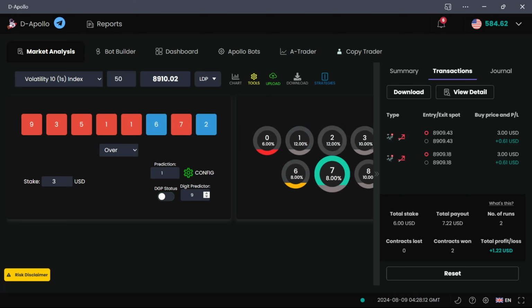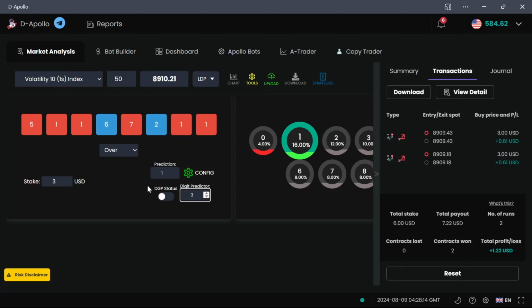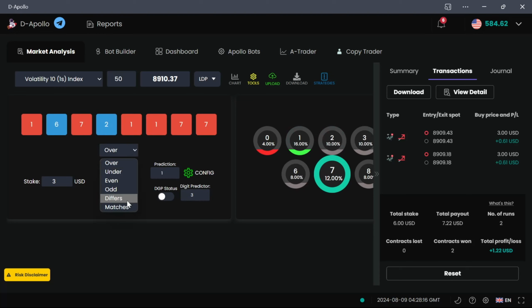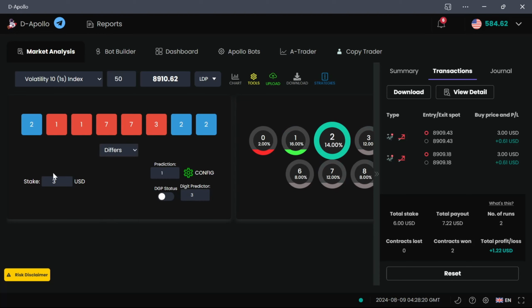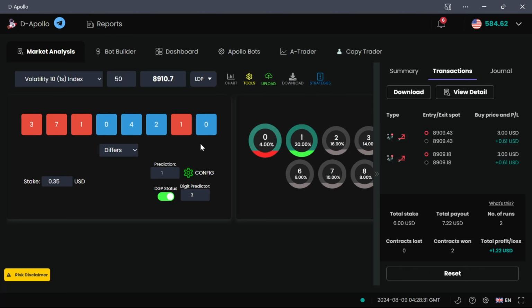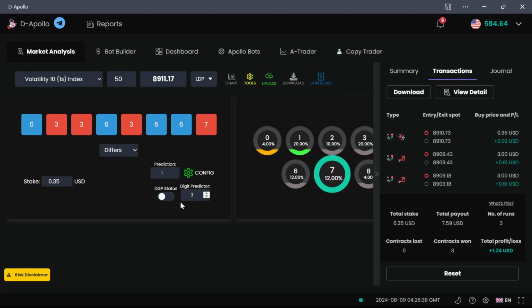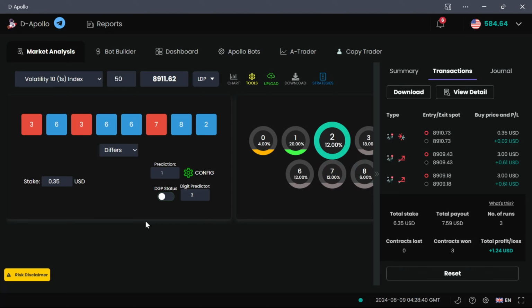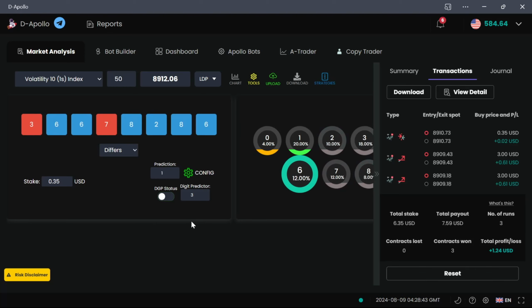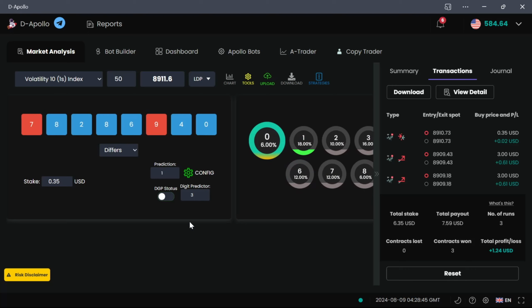Again, let me set this to 3, and we trade differs of 1. Let me change my stake to 0.35. If I enable this, whenever the last digit here, the market card, becomes 3, you see, there was 3, we trade differs of 1. There's 3, now we trade differs of 1. That is basically how you can use the DGP digit predictor on our platform.